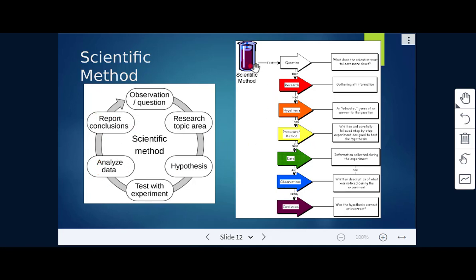All right, so same thing here in the scientific method. You have your question. What are we trying to learn more about? You'd have some sort of research or information about that topic. Then you'd form your hypothesis or your prediction. That's your educated guess that's going to answer the question. Then you'd have a procedure or method, a step-by-step experiment to test your hypothesis. Then you'd have your data. You'd analyze the information that you collected during the experiment. You'd have your observations, what you observed during the experiment. And then lastly would be your conclusion. Was your hypothesis correct or was it incorrect?